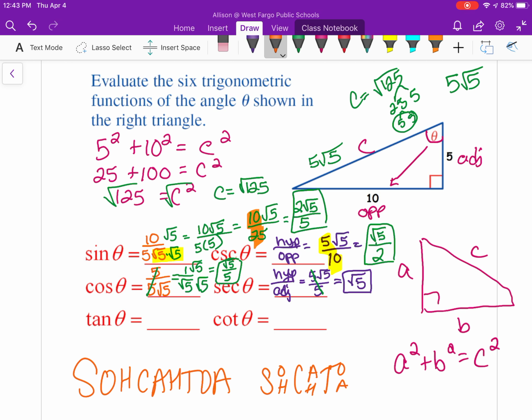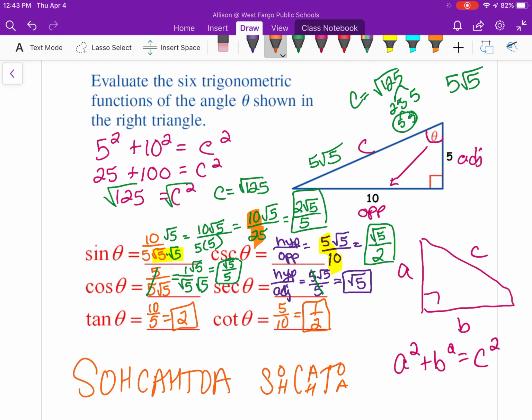Then tangent is opposite over adjacent, so we will have 10 over 5, which reduces to 2 for tangent, and cotangent is adjacent over opposite, so 5 over 10, which reduces to 1/2. So those are my 6 trig functions for that triangle.